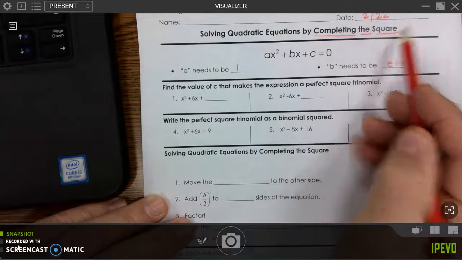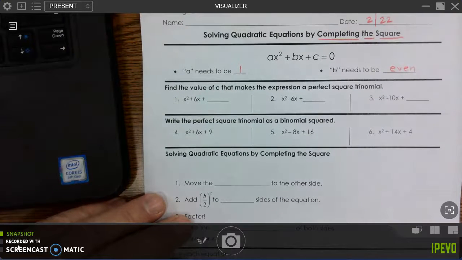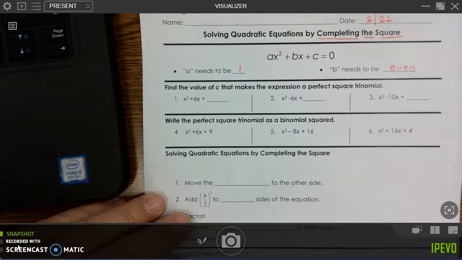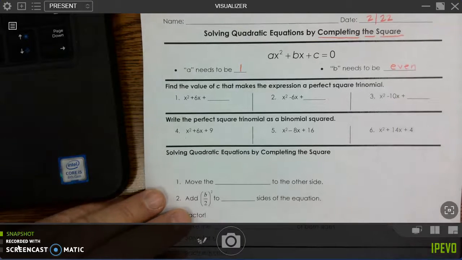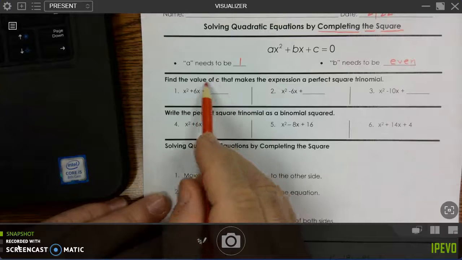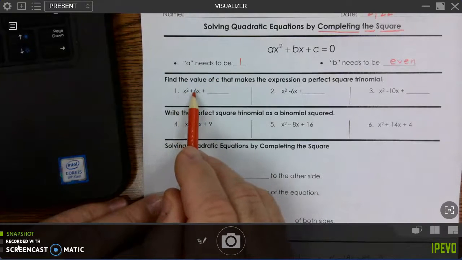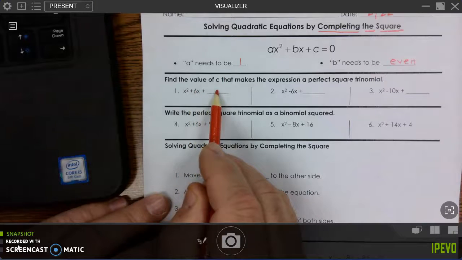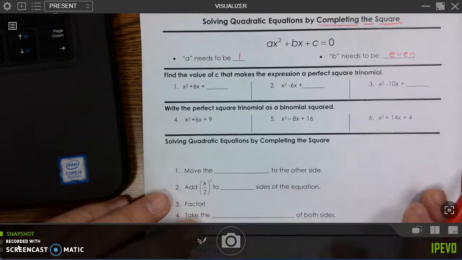So, guys, we have been factoring quadratic equations before you went on break, and now we're going to learn how to solve them. We're going to learn 4 different techniques, and this is the first technique, and we're learning that today. First thing we need to know is how to find a value of c. Remember, this is ax squared plus bx plus c. How to find a value of c that makes this expression a perfect square trinomial.